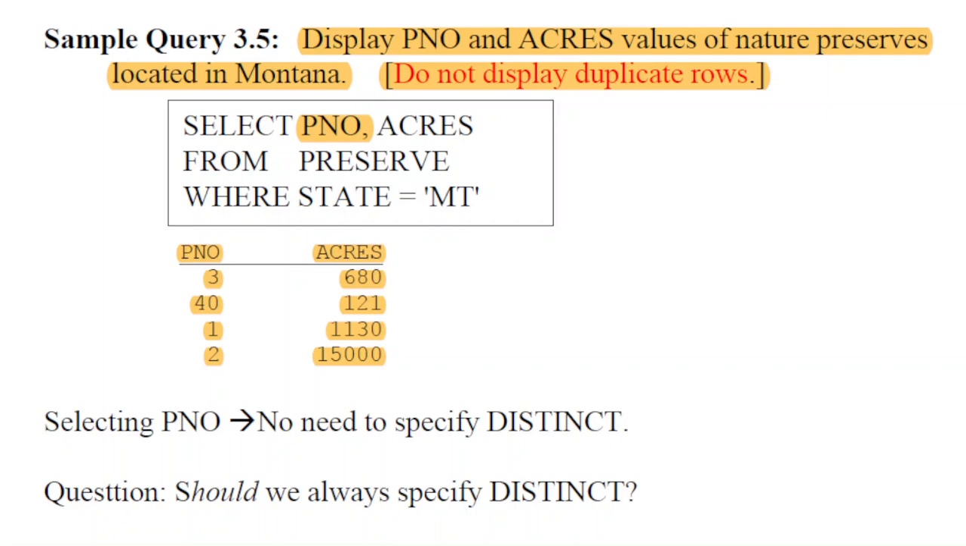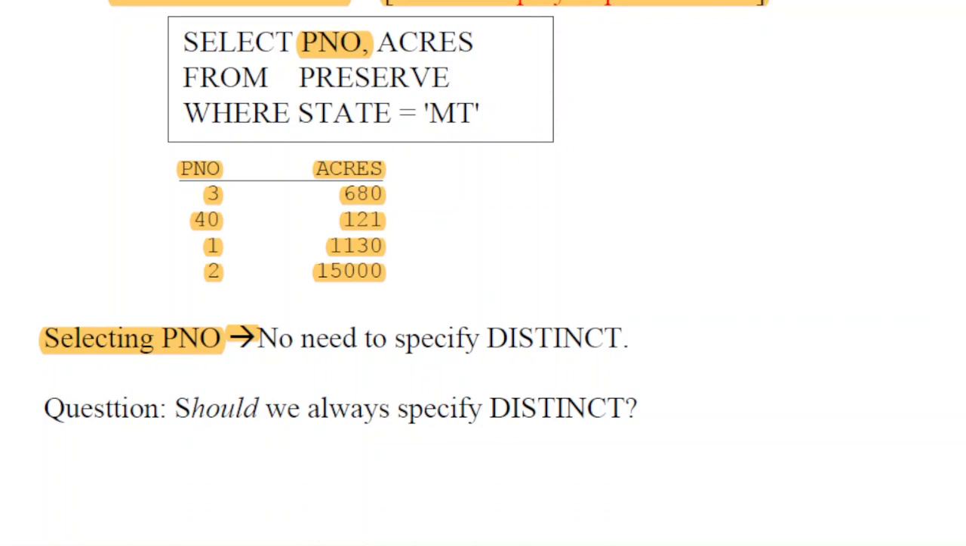Therefore, when you select the P&O column, there's no need to specify distinct, but we have an interesting, somewhat academic question. Maybe we should just always specify distinct and be done with it. Occasionally that's done by some users. If you're interested in that academic question, I invite you to read the appendices, again, in particular the theory appendix.